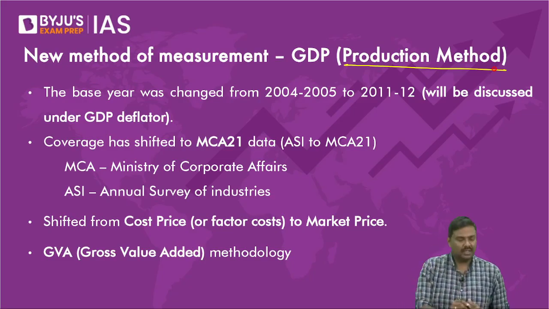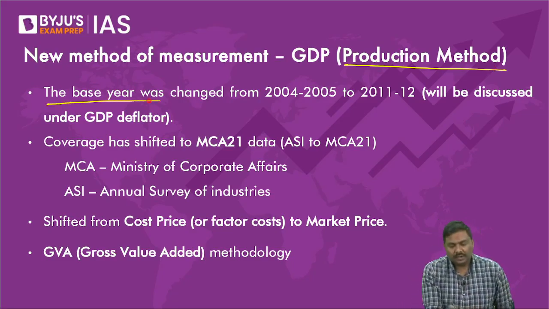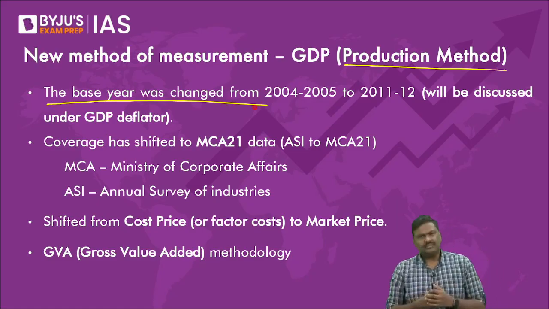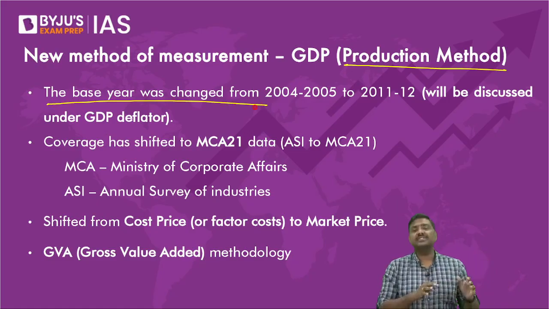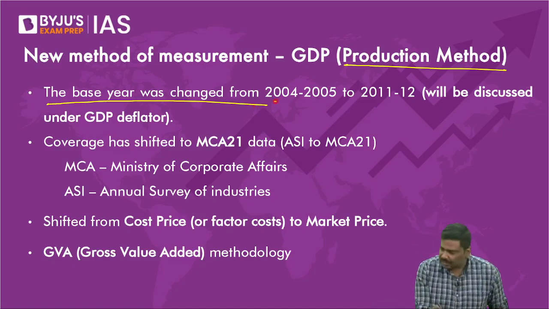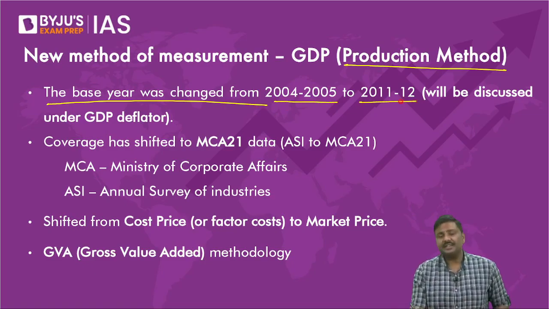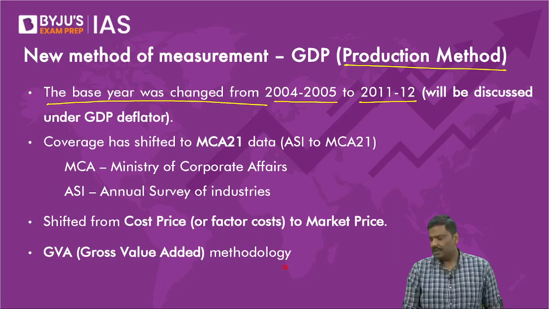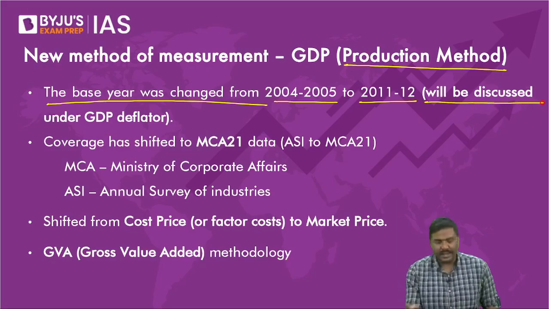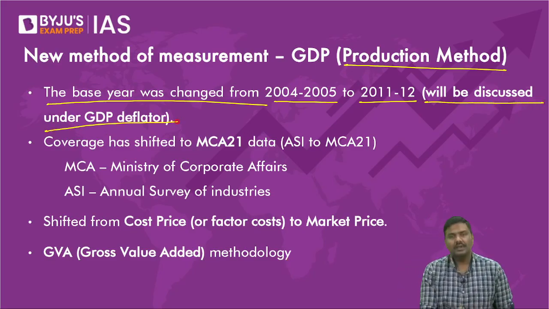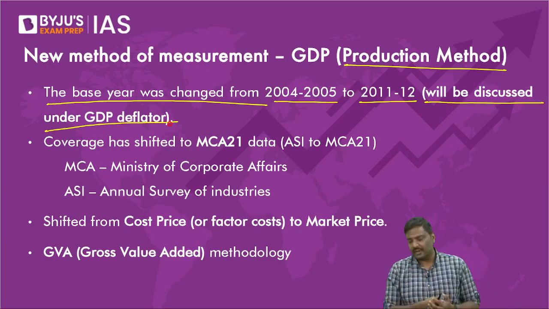Let me start. First one is, we changed the base year. For the calculation of GDP, we changed the base year. Earlier, the base year was 2004-05. Now the base year is 2011-12. Now please read what is written in front of this.